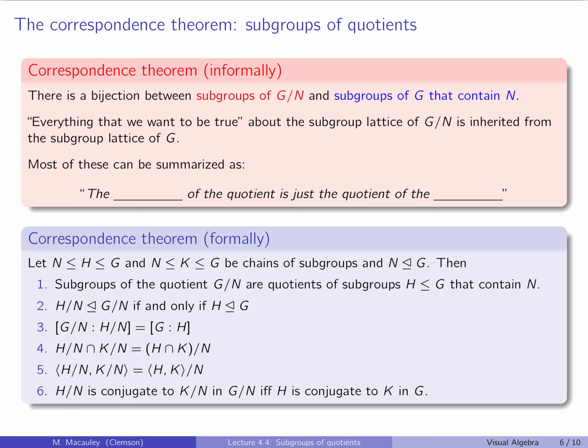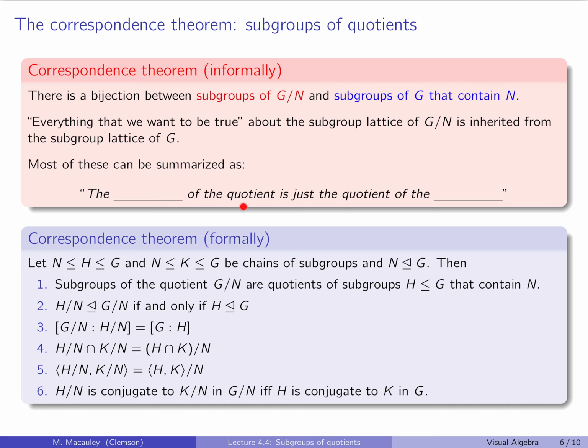Then subgroups of the quotient G mod N are quotients of subgroups H that contain N. We've already stated that multiple times. But moreover, H mod N is normal in G mod N if and only if H is normal in G. The index of H mod N in G mod N is the index of H in G. The intersection of two subgroups in the quotient is just the quotient of the intersection of the two subgroups in G.